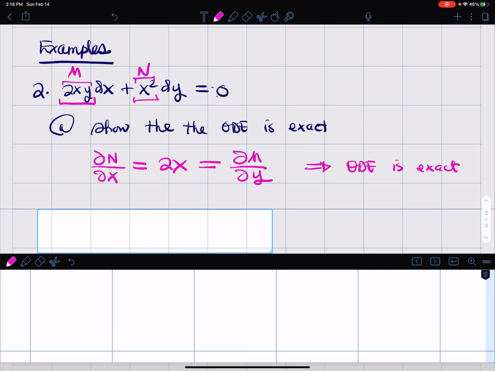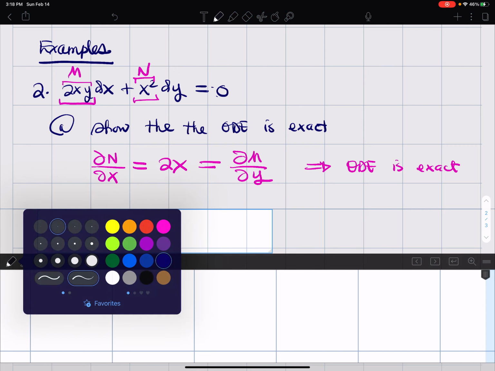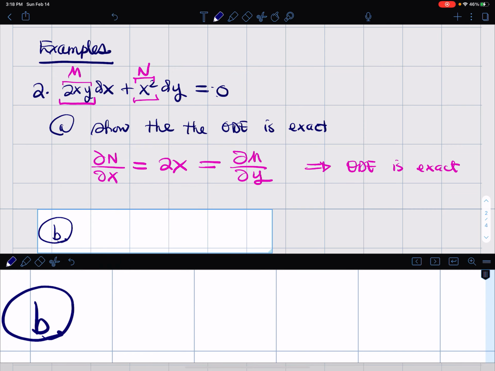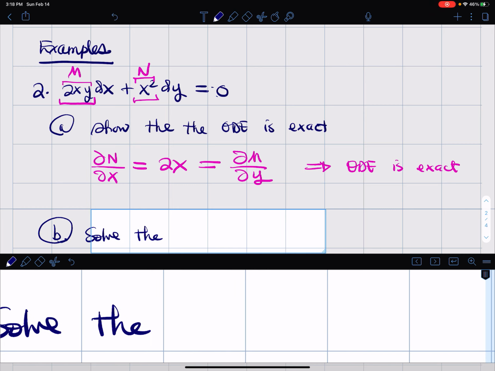Now, since it is exact, let us solve the ODE.